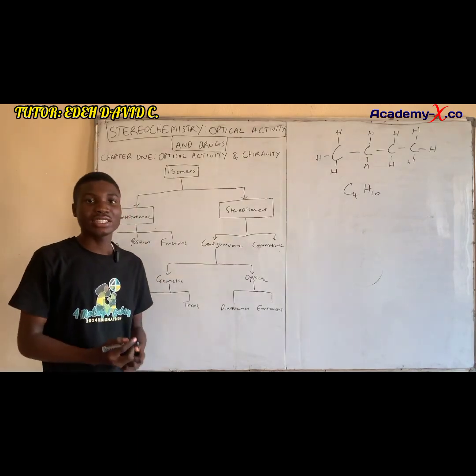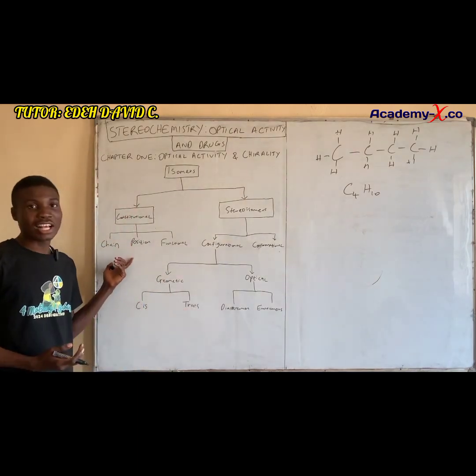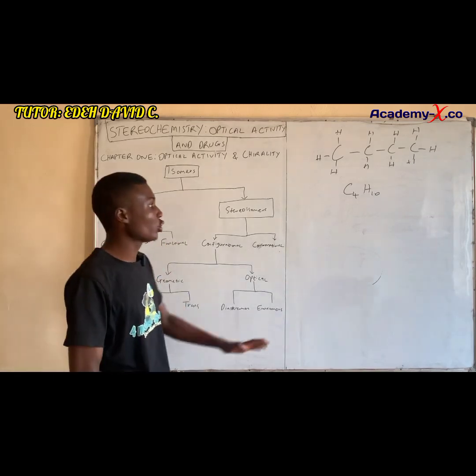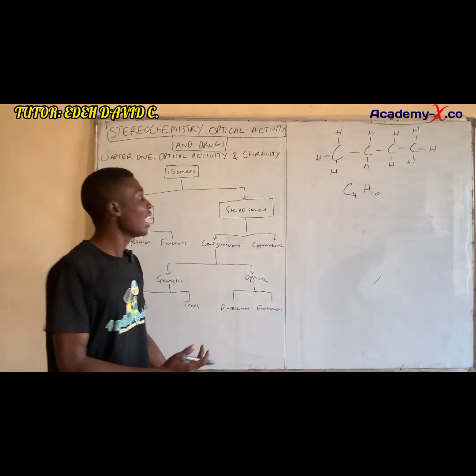We have C4H10. With regards to chain isomerism, when the chain is the difference in the whole of the structure, that is what we refer to as chain isomerism.